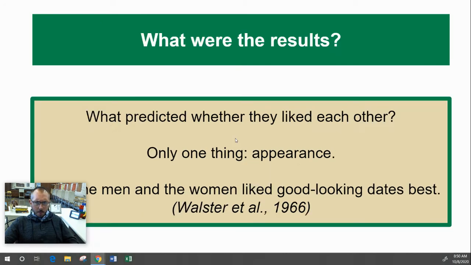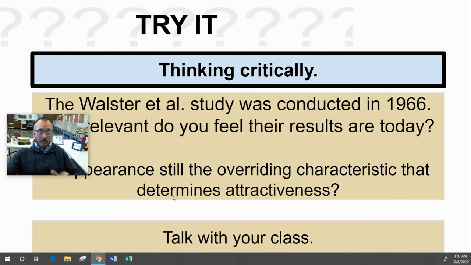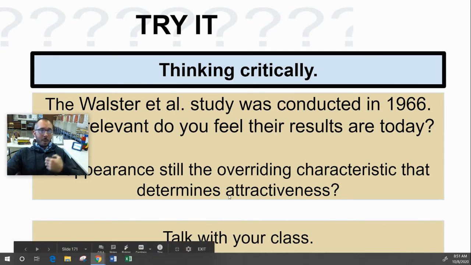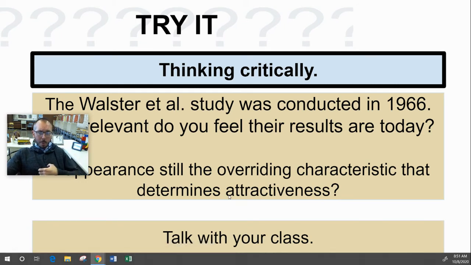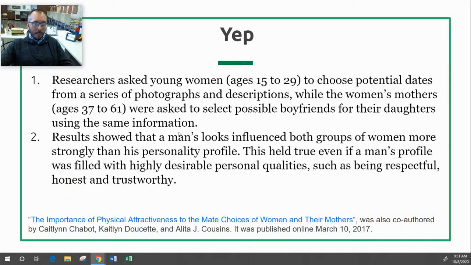And what they found is that the only thing that predicted whether or not a person would want a second date with that person was appearance. It appeared that both men and women liked good-looking dates the best. Now, that's back in 1966. Maybe this has changed, right? Like maybe appearance isn't the overriding characteristic. Maybe we've gone beyond that and we look past the superficial. Nah, that's not what we're going to find.